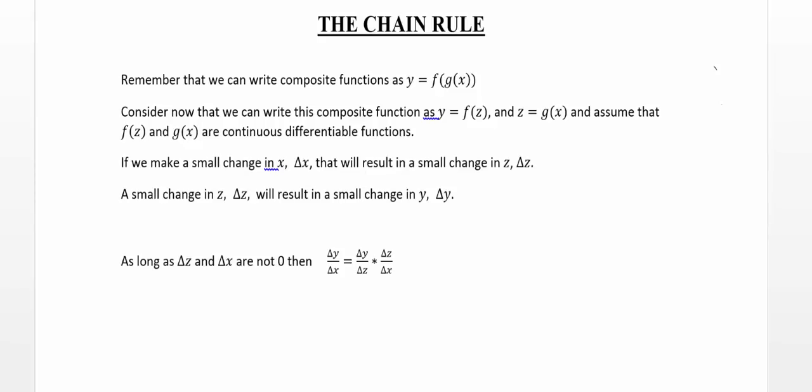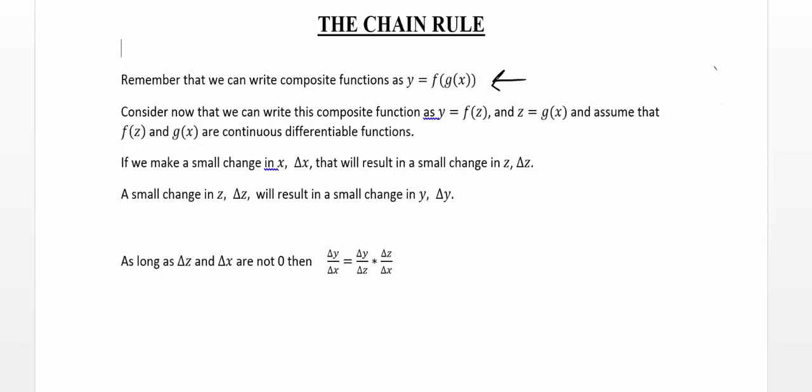The chain rule. So remember that earlier in the term, we looked at something called composite functions. With composite functions, we are plugging one function into another function. So the generic way that we wrote composite functions was y equals f of g of x. Both f and g had their own functions, but we took the second function, g of x, and we plugged it in to f of x everywhere we saw an x. From there, we were able to get a new function.